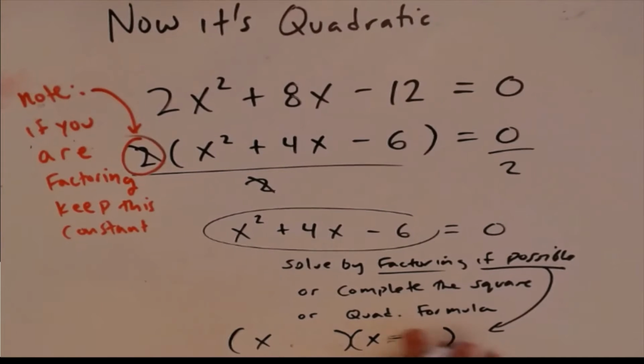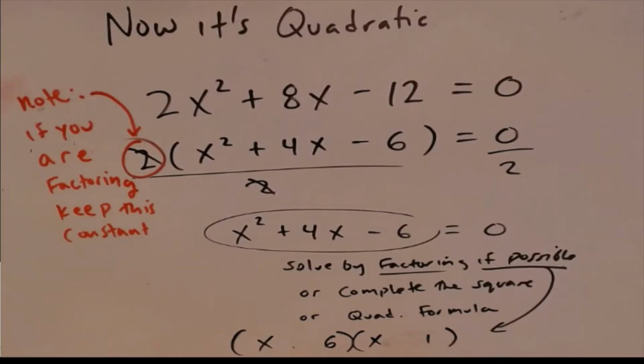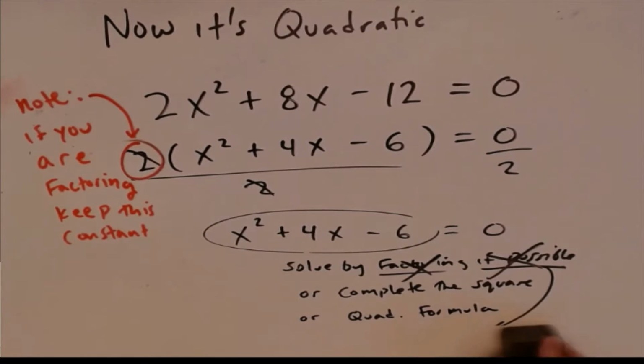You could try 6 and 1, but again, the same thing happens. No matter how you put the signs, you're never going to get -4. So it is not possible to factor this one. All right, so now you can either do completing the square or the quadratic formula.